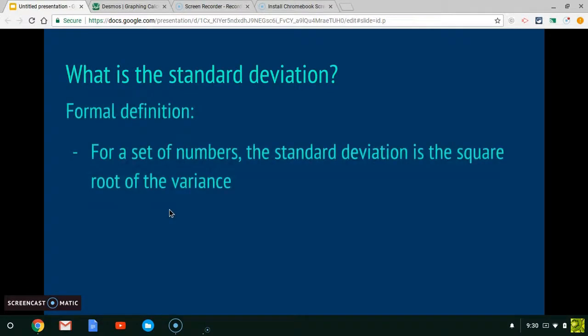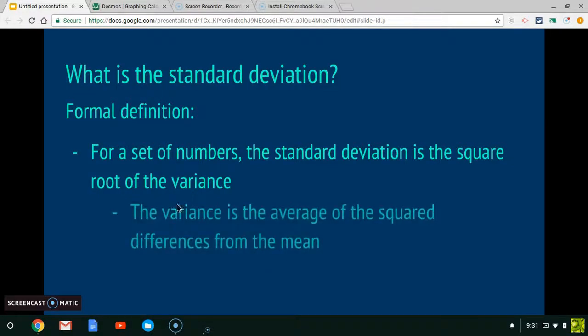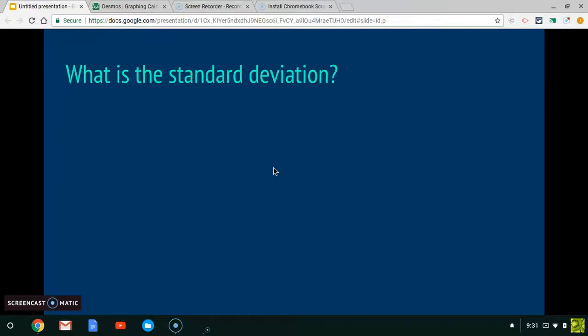So first off, what the heck is the standard deviation? We have a formal definition with a lot of big words. For a set of numbers, the standard deviation is the square root of the variance. So what on earth is the variance? The variance is the average of the squared differences from the mean. But that's a confusing definition, so let's break this down.